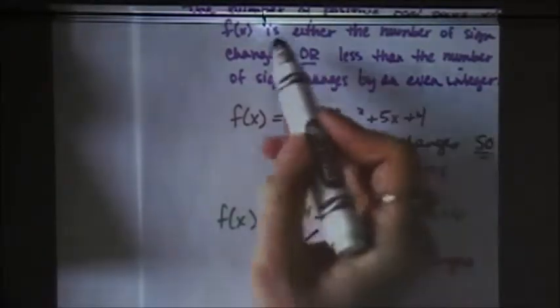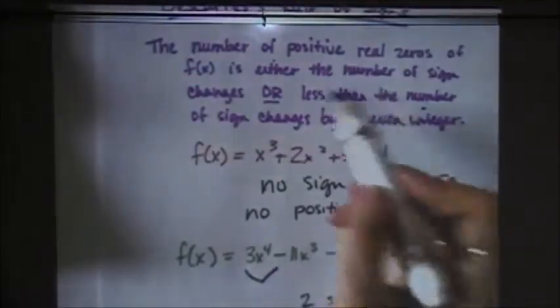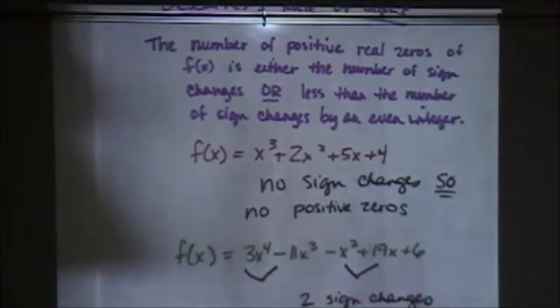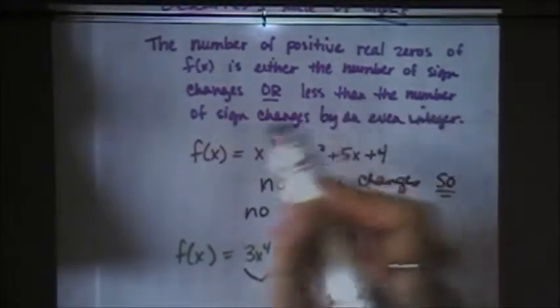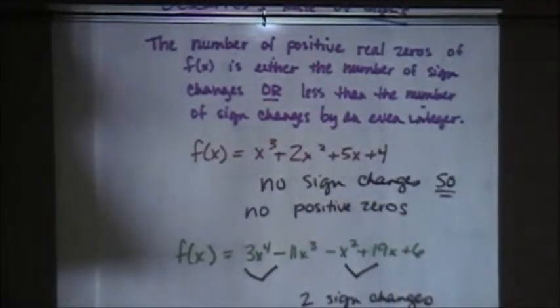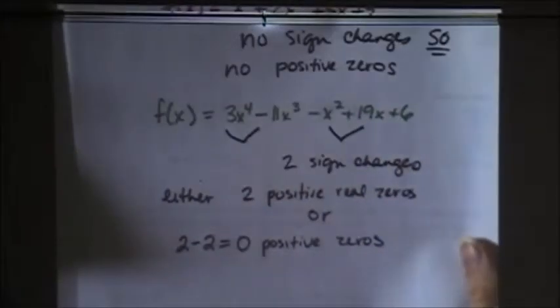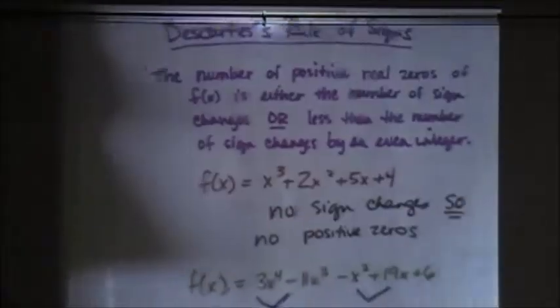So, according to my rule, there is either the number of sign changes, so there's either two positive real roots, or it's less than the number of sign changes by an even integer. Well, the next even integer would be 2. 2 minus 2 is 0. So it's either 2 positive zeros or 0 positive zeros. So that's how you determine it. Let's do one more and then I'll show you how to find the negative zeros also using Descartes' rule.